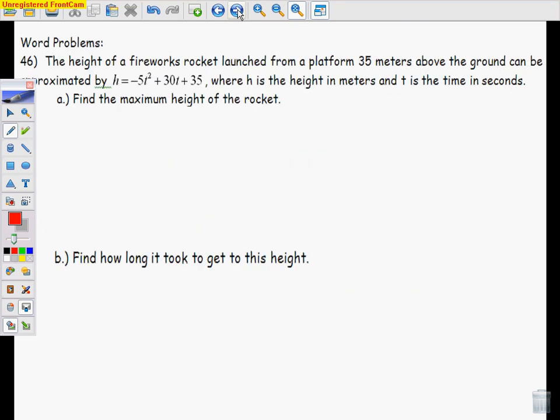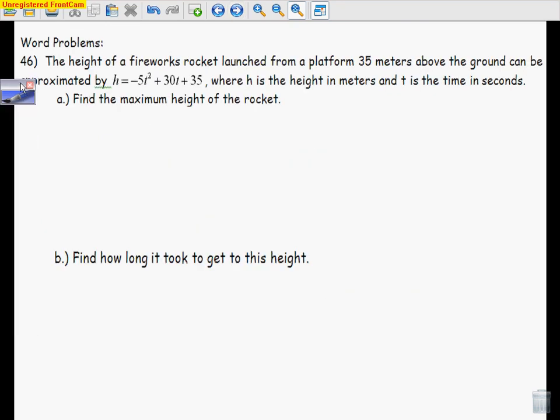All right, next one. Here's a word problem. Number 46. The height of a fireworks rocket launched from a platform 35 meters above the ground can be approximated by h equals negative 5t squared plus 30t plus 35, where h is the height in meters and t is the time in seconds. Find the maximum height of the rocket.